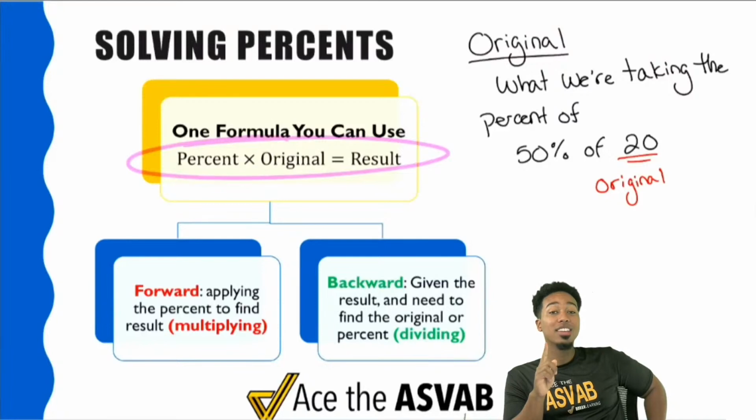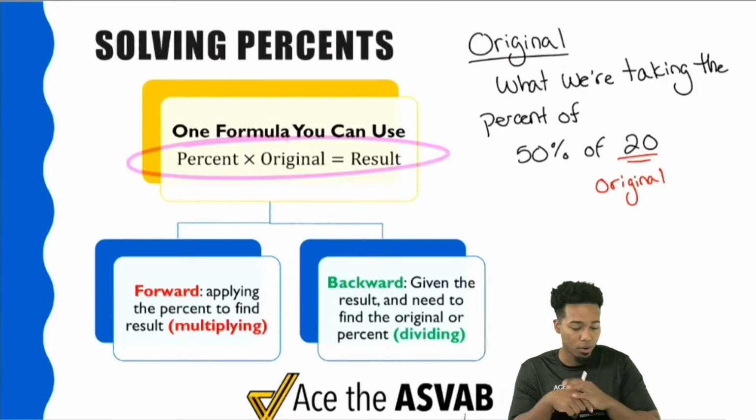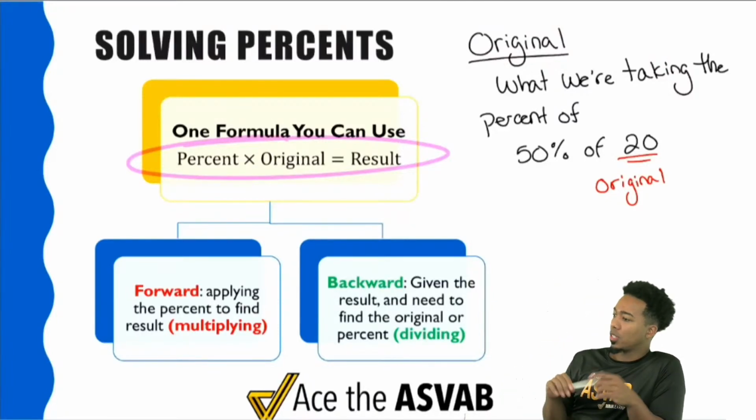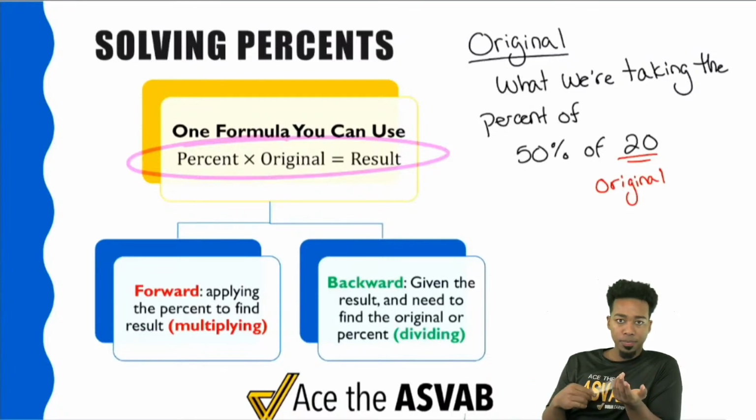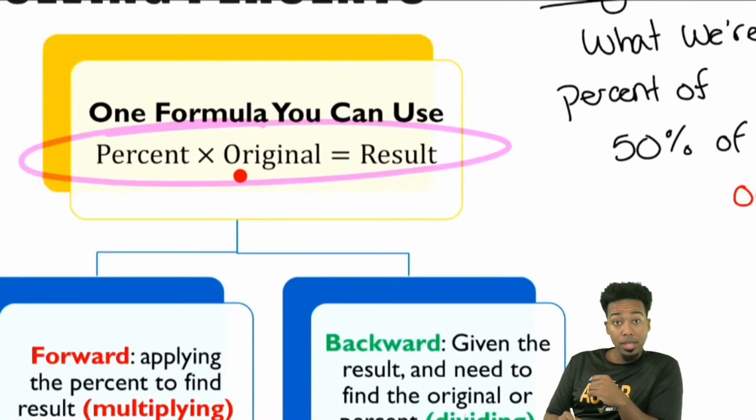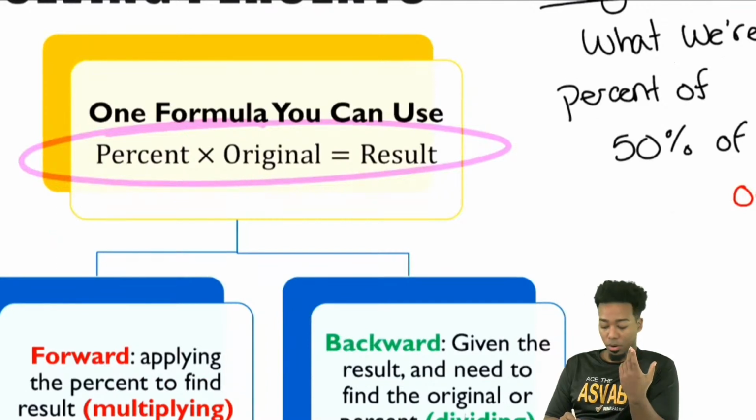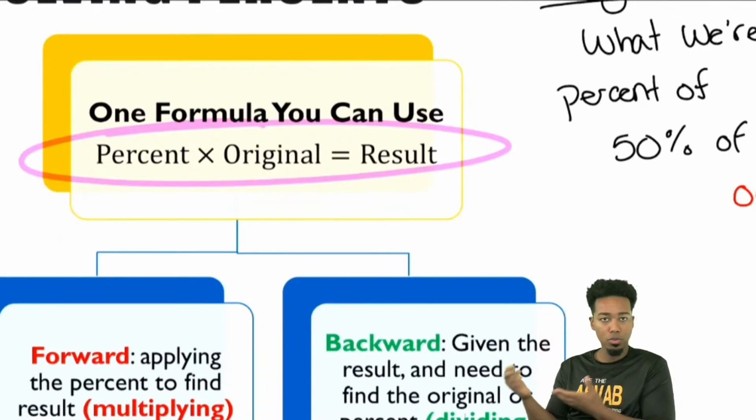Okay. So one last thing I just want to make you aware of before we move on is the idea between going forward and backwards. Everybody, quick question. So when you're looking at this right here, what do you notice? What operation is happening between the percent and the original always? I got you, Leah. Right. So what we see here is that we are multiplying. So if you're taking the percent of the original number, you're going to multiply, and whatever you get, that's the result.